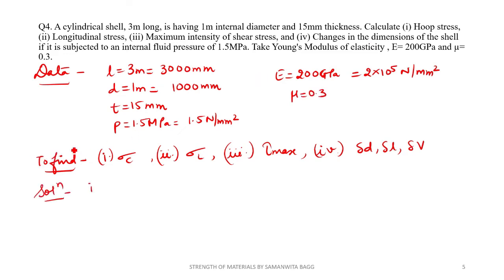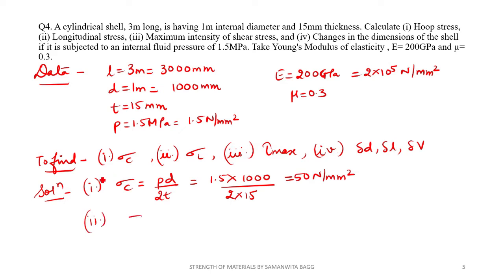Let's start with the first one. Hoop stress sigma C is calculated as PD upon 2T. So this becomes P D upon 2T. On solving this, I get sigma C as 50 Newton per mm square.